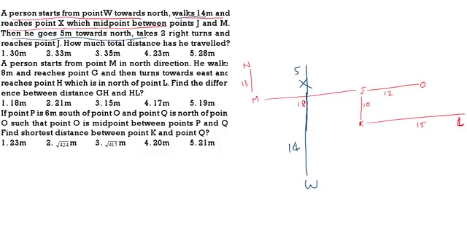Then he takes two right turns. This is the first right turn. This is the second right turn. And he reaches J. How much distance did he travel? So this distance we should find out.